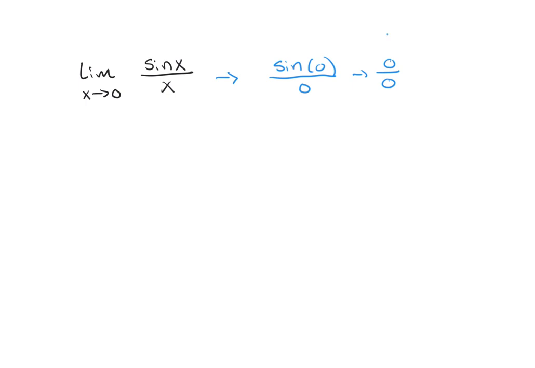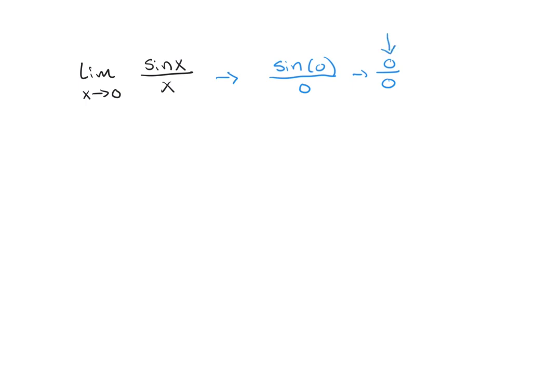Okay, so let's do a few examples so you can see how it works. The first one: the limit as x approaches 0 of sine x over x. If I substitute x in, I will have sine of 0 over 0. Sine of 0 is 0, so 0 over 0. So I have this indeterminate form.